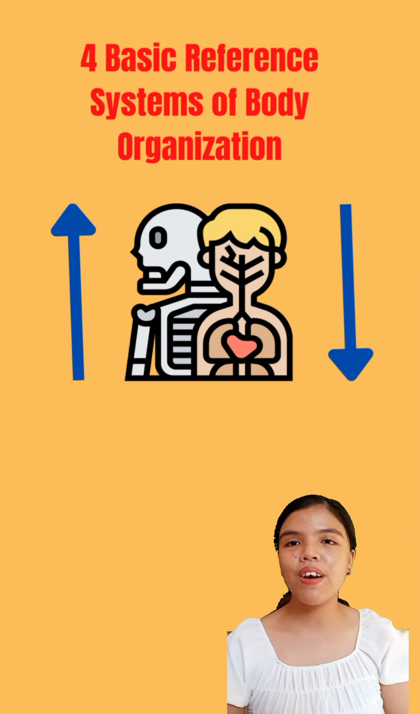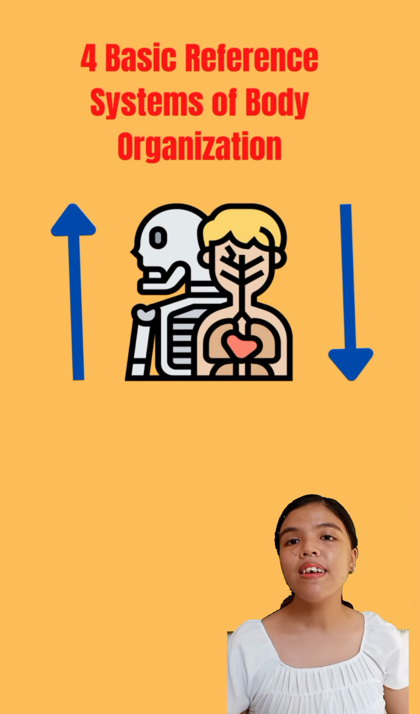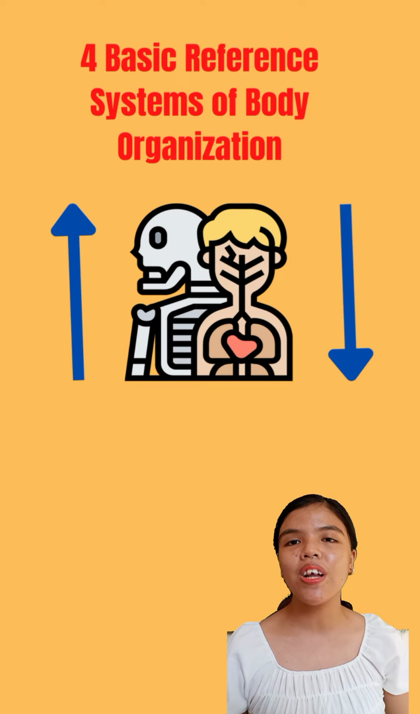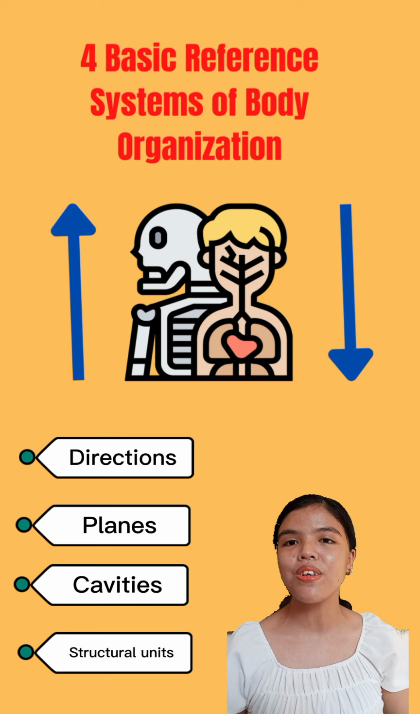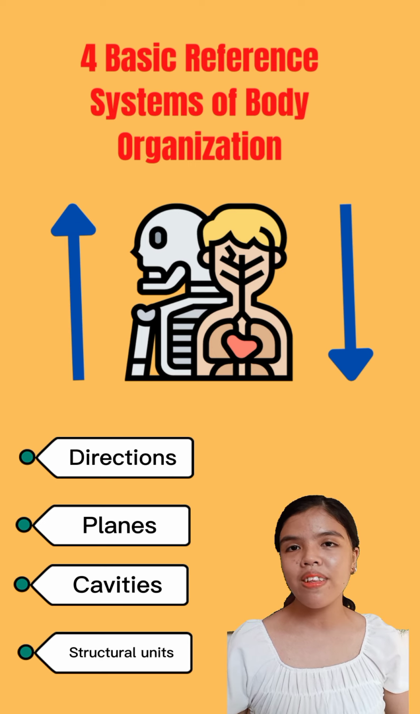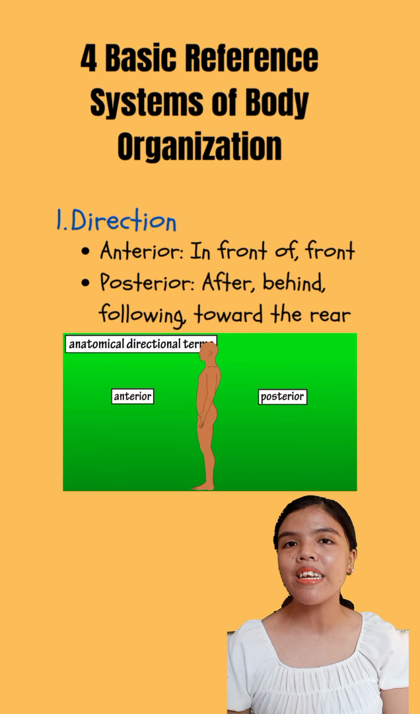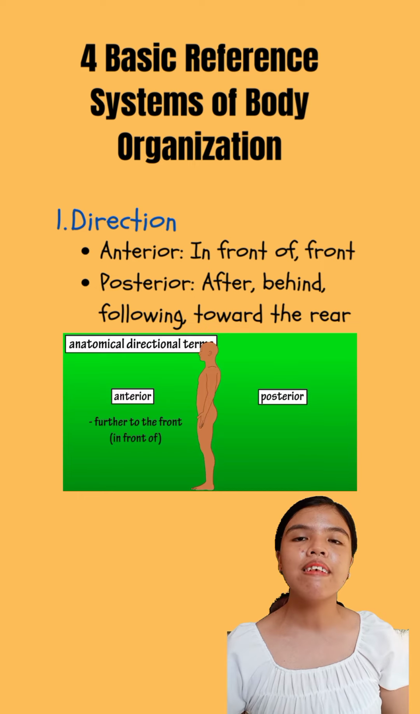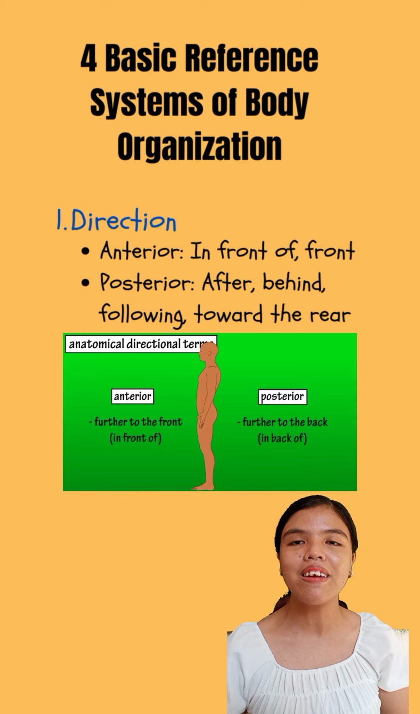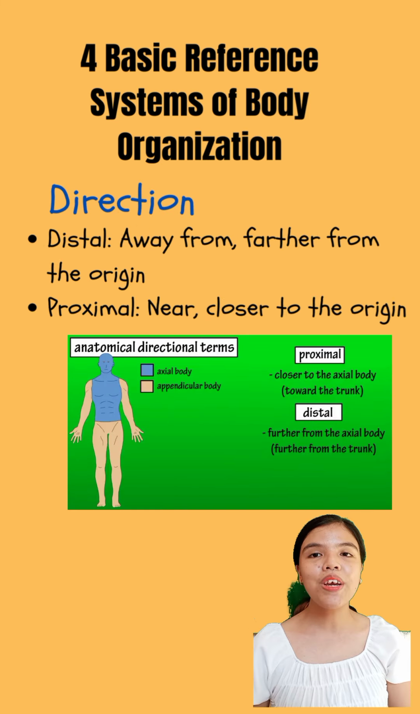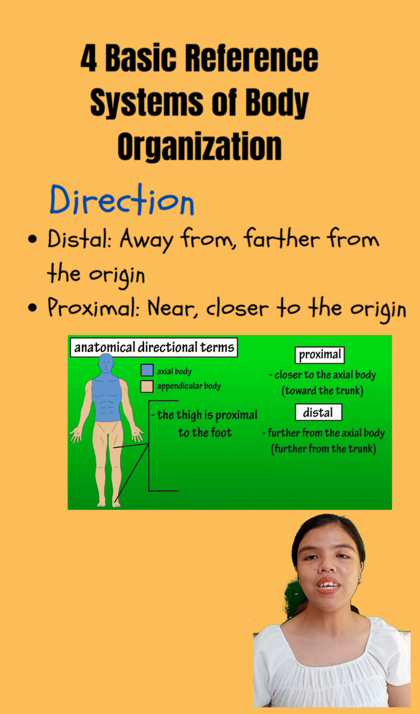We'll discuss now the four basic reference systems of body organization. These are the directions, planes, cavities, and structural units. Now let's focus on the directions. The first one is anterior, in front of or front. Second one is posterior, after, behind, following, toward the rear. The distal, away from, farther from the origin. The proximal, near, closer to the origin.